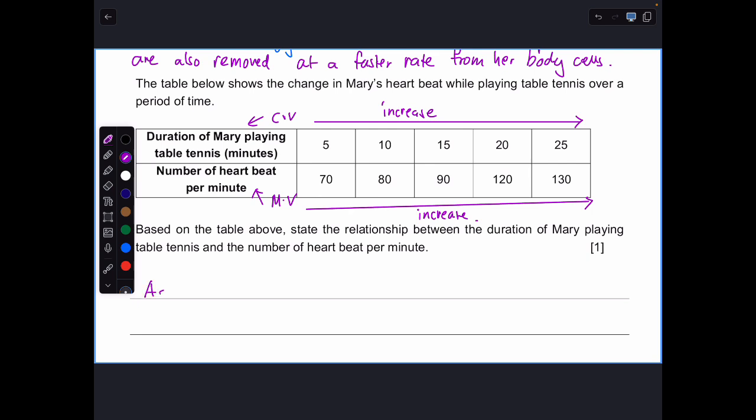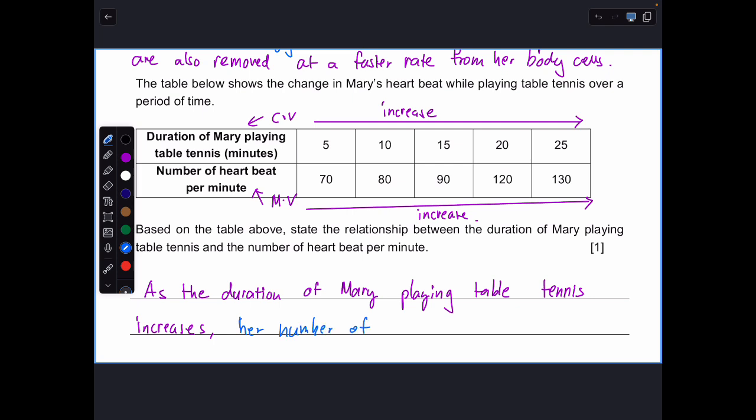So it will be: as the duration of Mary playing table tennis increases, her number of heartbeat per minute increases.